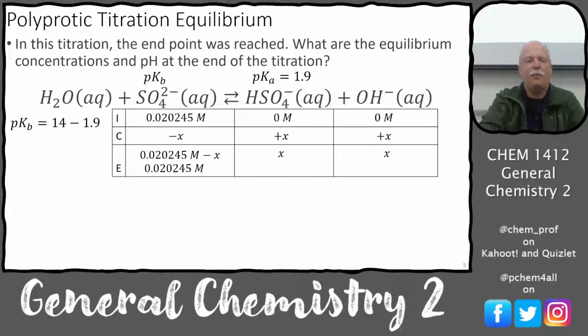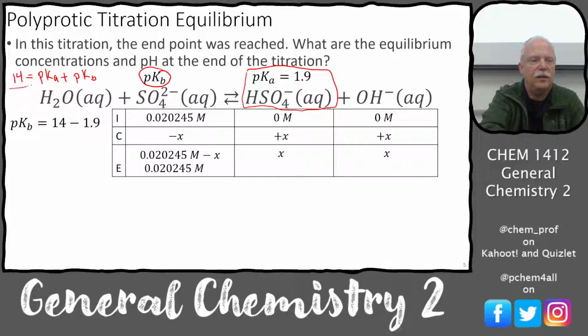So how do we get our pKb? We have the pKa for this acid. This is the conjugate acid here, and that's 1.9. We can look that up in a table. We find that the pKa is 1.9. And so how do we get to the pKb? Remember that 14 is equal to pKa plus pKb.